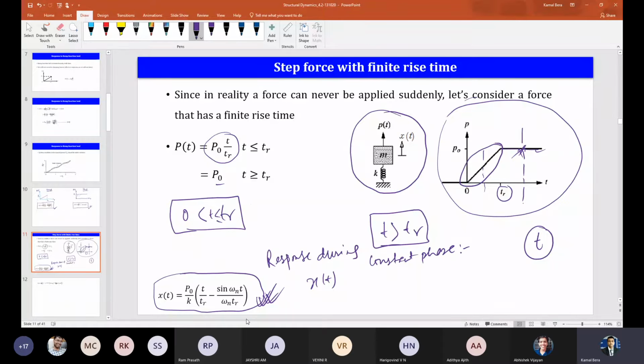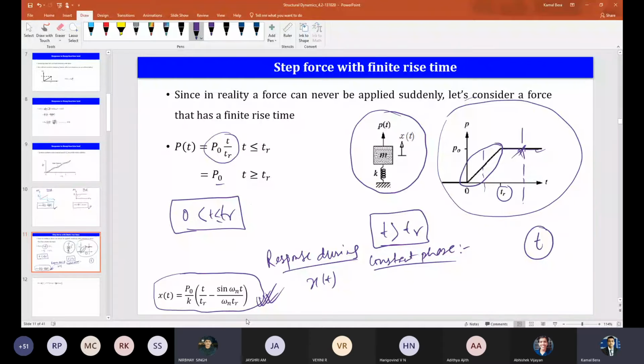So how will I obtain it? Tell me, not the mathematics. We can put P(t) in Duhamel's integral and then we can get it. What again? Can you please repeat? So this P(t) we have got, P naught t by tr, and P naught at a particular time interval. So we can put P naught in Duhamel's integral and get the value.